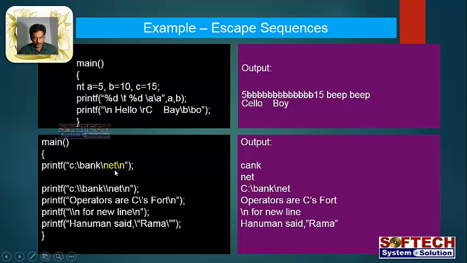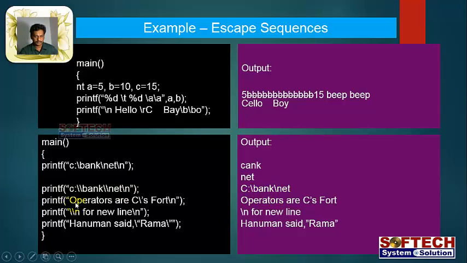If we want to display this path, C:\bank\net, on the screen, we use double backslash. In the escape sequence table we already saw that a double backslash stands for a single backslash. If we want to display a backslash, we put two backslashes. So it displays C:\bank\net.